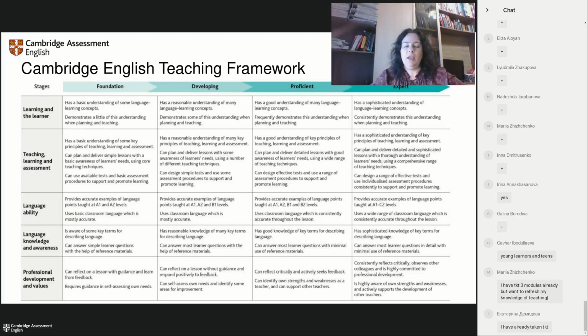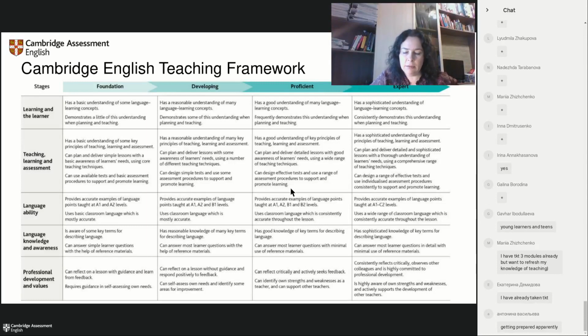Okay, so as you can see here, there are 5 areas. You can see them on the right here. Learning and the learner, teaching, then language ability, language awareness, and professional development and values. So let me just clarify how you can use this grid to assess your ability.